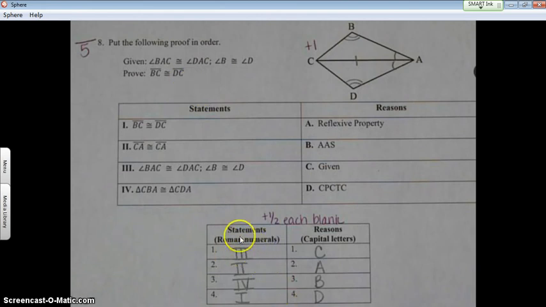Then we put it in order, so the given goes first, so that's 3C. The second thing we have to put is the reflexive piece. The third thing we need to put is that the triangles are congruent because of angle, angle, side. And then the last thing is what we're trying to prove, and that goes with CPCTC. Corresponding parts of congruent triangles are congruent. So that one is half a point each blank and then 1 full point for the picture. So that's where the 5 points came from for number 8.